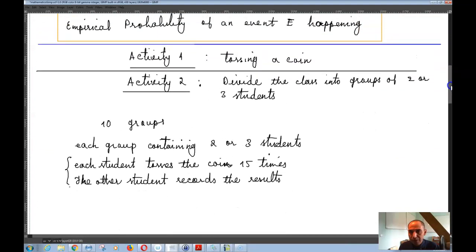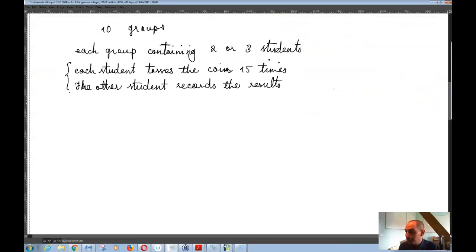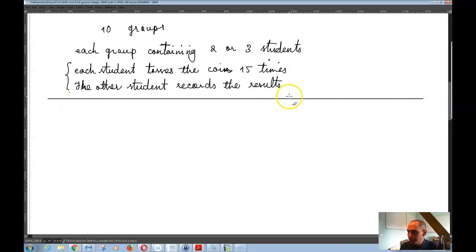And then based on this, what I'm doing is creating a table based on activity 2. The table contains all of these groups. That means that you have group 1, group 2, 3, and number of heads, number of tails. And then let me draw the table like this.